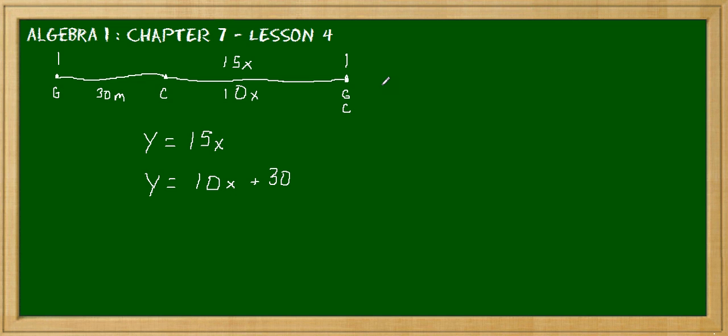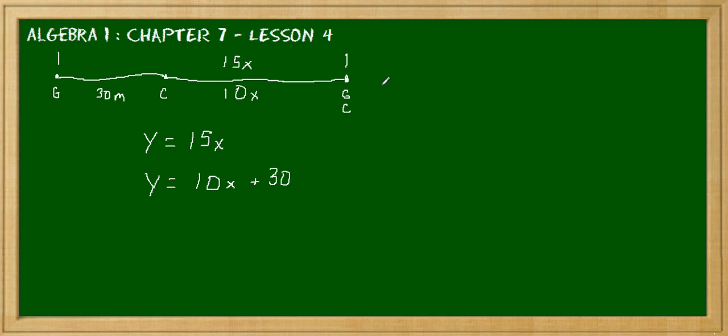The coordinates of this point are the solution to the simultaneous equations y is equal to 15x and y is equal to 30 plus 10x. Okay, the greyhound catches up with the cat in 6 seconds at a spot 90 meters from where the greyhound started, so we know that this is the point where they're going to intersect. That's where the greyhound catches up to the cat.